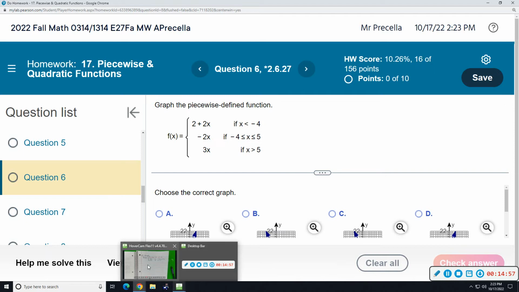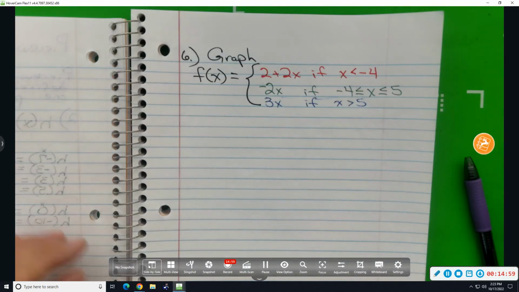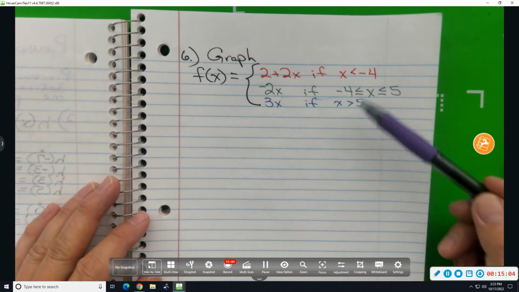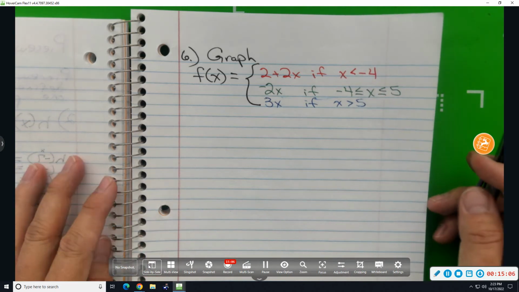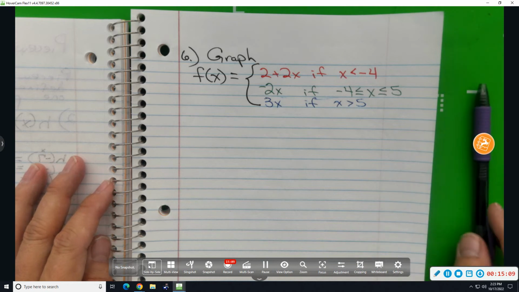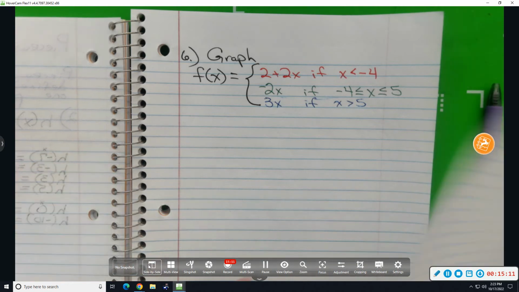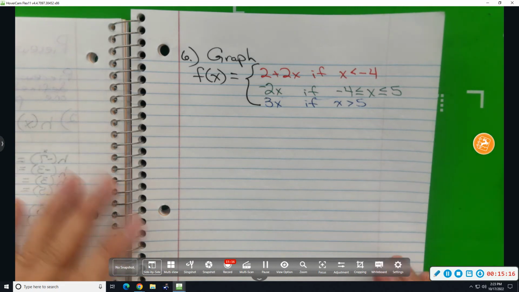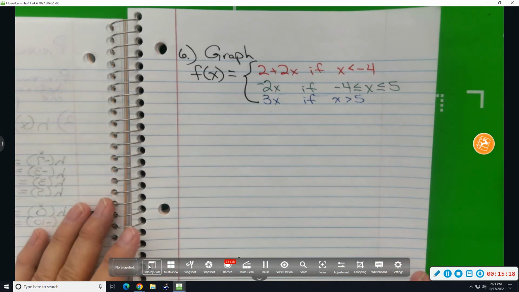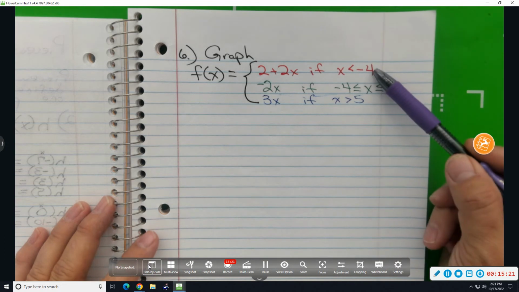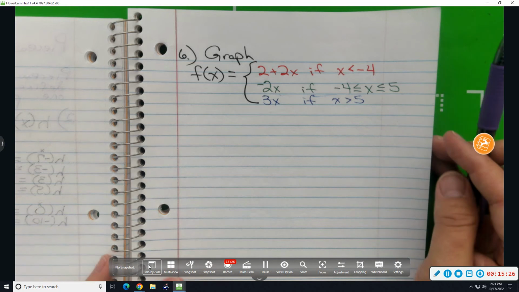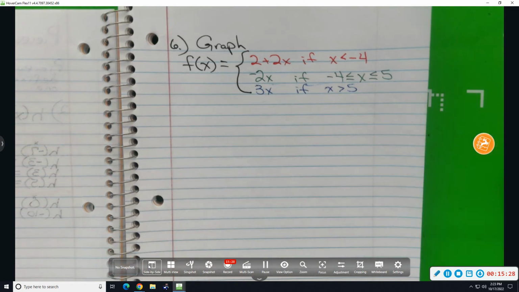Switching over to my paper. There are 3 different pieces, so we're going to make 3 different tables of values. Let's see. My graph paper ready. I'm going to call these numbers where the intervals change cut points. For lack of a better name, I'm going to call them cut points. Notice the red piece.